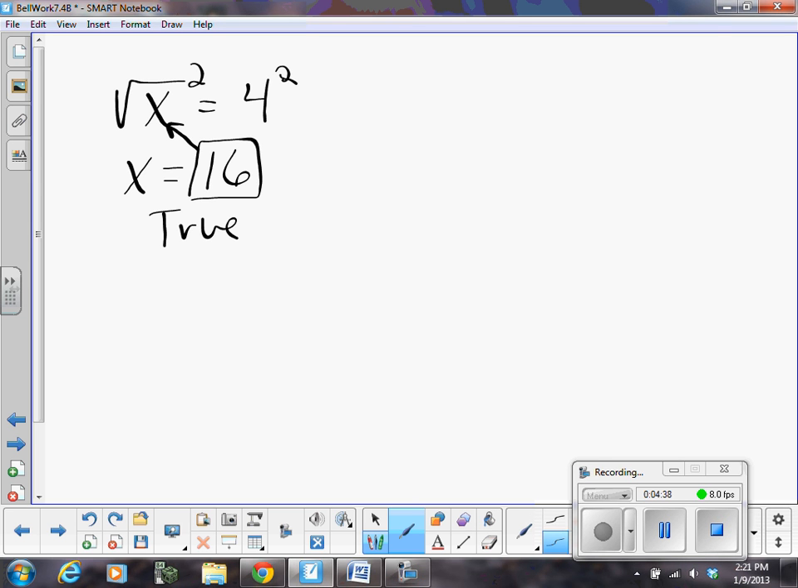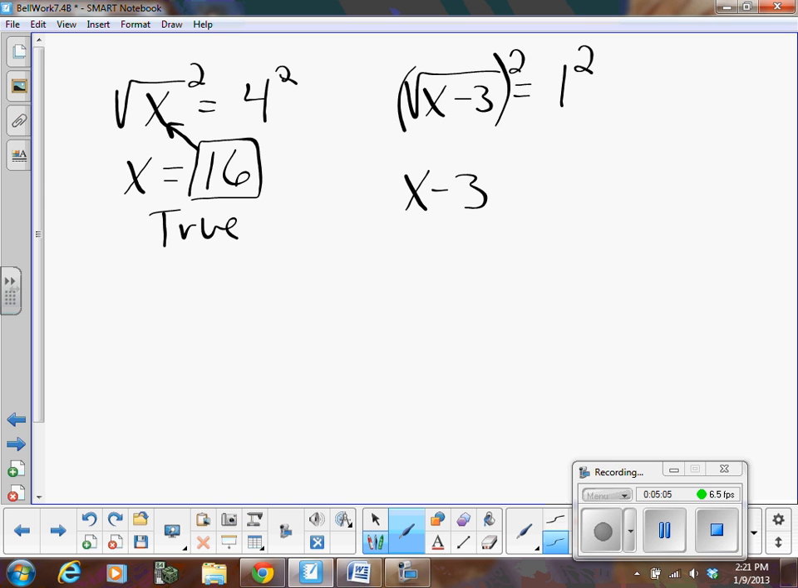Okay. Now, let's say you had a problem like this one right here. Let's say you had the square root of x minus 3 equals 1. Because this is a square root on one side, you can just square this and square this, and that will get rid of the square root so that you're left with just x minus 3 equals 1 times 1, which is 1. Then you add 3 to both sides, so x is equal to 4.